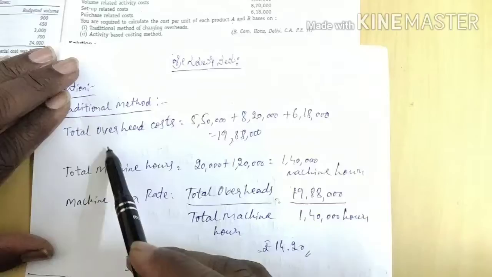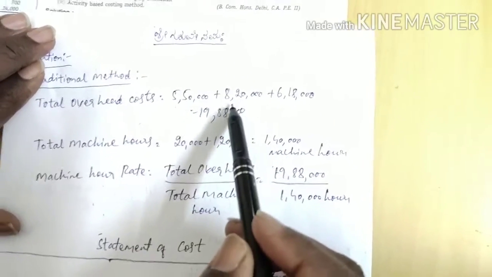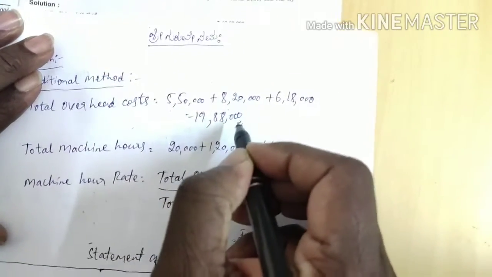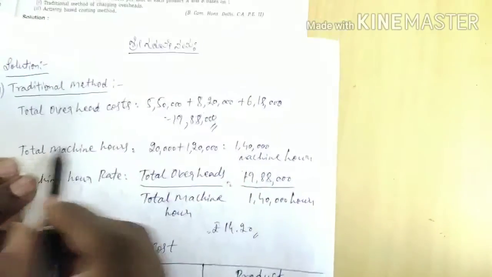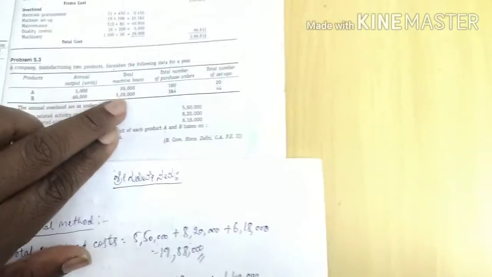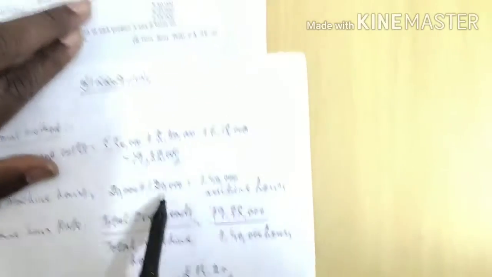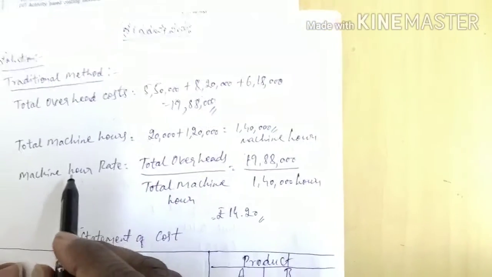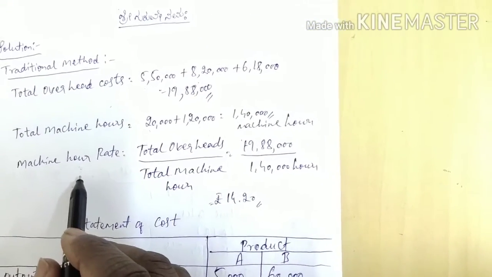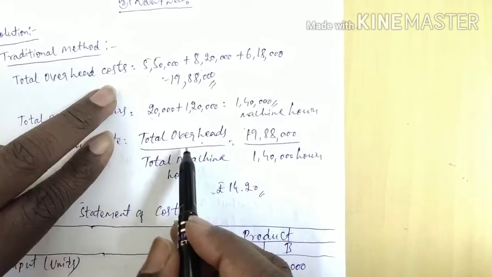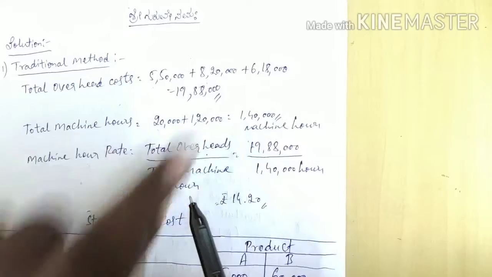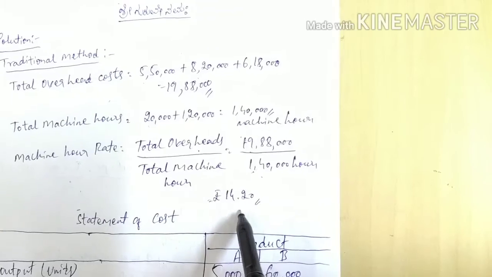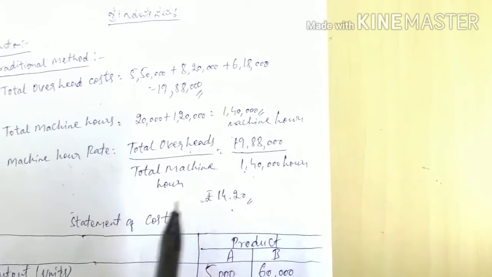When I total the overhead cost, 5,50,000 plus 8,20,000 plus 6,18,000, I will get 19,88,000. Now for total machine hours, when I total product A and product B as per the problem, 20,000 plus 1,20,000, I will get 1,40,000 machine hours. Now I should divide the total overhead by the total machine hours. So 19,88,000 divided by 1,40,000 machine hours, I will get 14.20 as the machine hour rate.